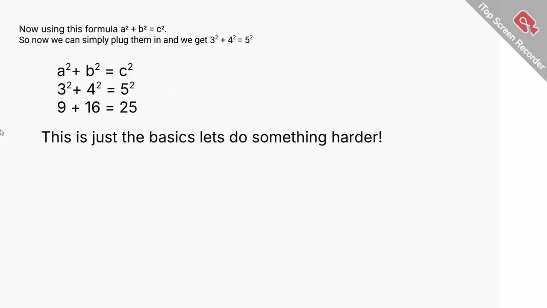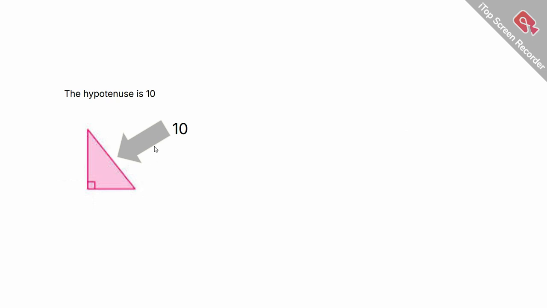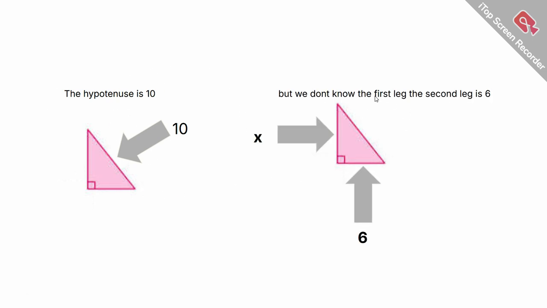Let's do something harder, alright? Let's say the hypotenuse is 10, and the first leg right over here is 6. We don't know the second leg. We don't know it, so it's X. For this question, we are going to need some good old algebra.